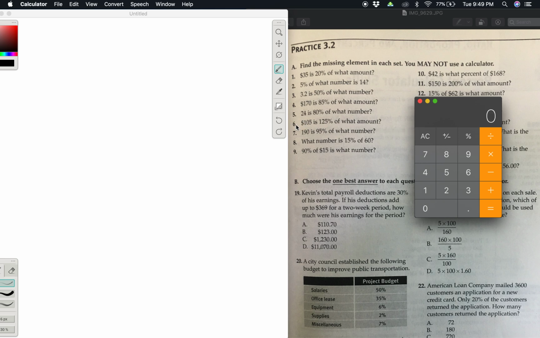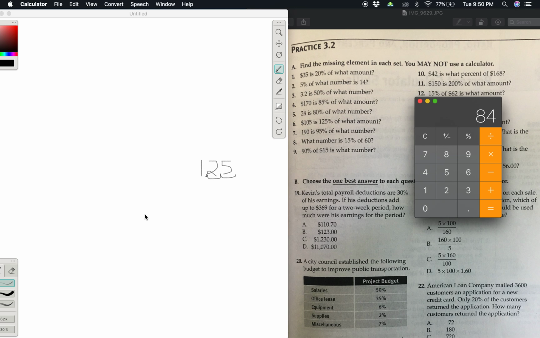So let's see. Number 6, 105 is 125% of what amount? So we know that this is the part. 105 divided by, so in this case here, remember how with the 125 percentage, we always move over 2 places, so same thing here, only 2 places. So now it's 1.25. 125 makes it 1 whole plus 25% more. So divided the part, 105, divided by the rate, which is 1.25, equals 84.